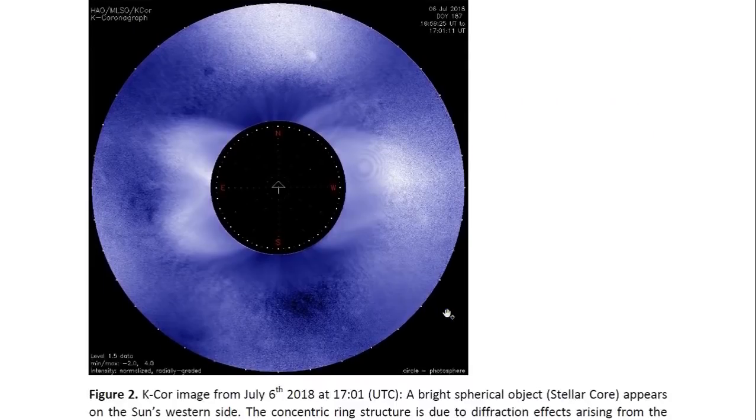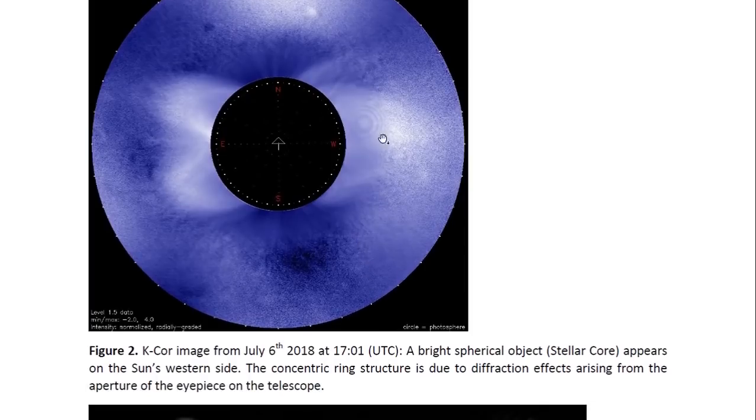Now here you see one of the images from the K-Core coronagraph. And in this image, which is from July 6, 2018 at 17:01 UTC, we see a bright spherical object, which is most likely a stellar core, and I will show that it has to be a stellar core, and it appears on the sun's western side.